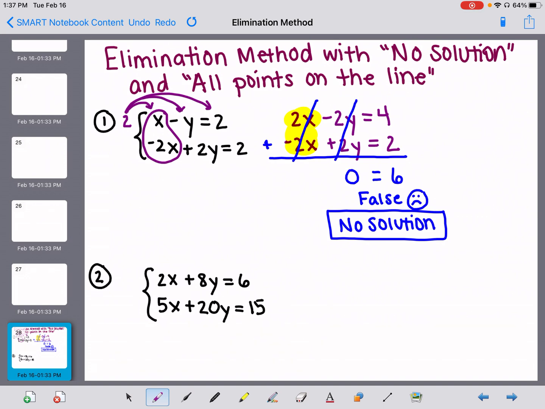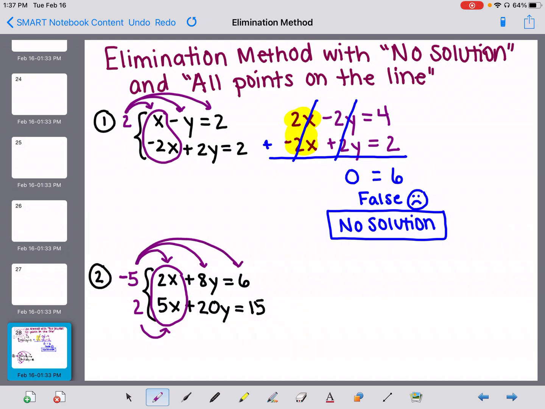So I'm looking at my x's. They are not multiples of each other, 2 and 5. I'm looking at my y's. They are not multiples of each other, 8 and 20. So I'm just going to go with eliminating the x's because they're smaller numbers. I'm going to switch my numbers, 5 and 2. And I'm noticing that this would be positive 10x and positive 10x. So one of them has to become negative. I'm just going to put the negative on the 5. Why not? You would get the same answer if you put the negative on the 2.